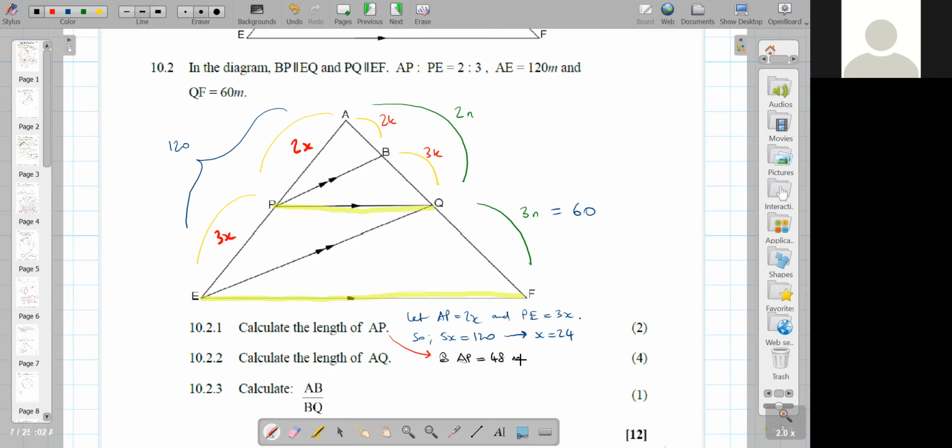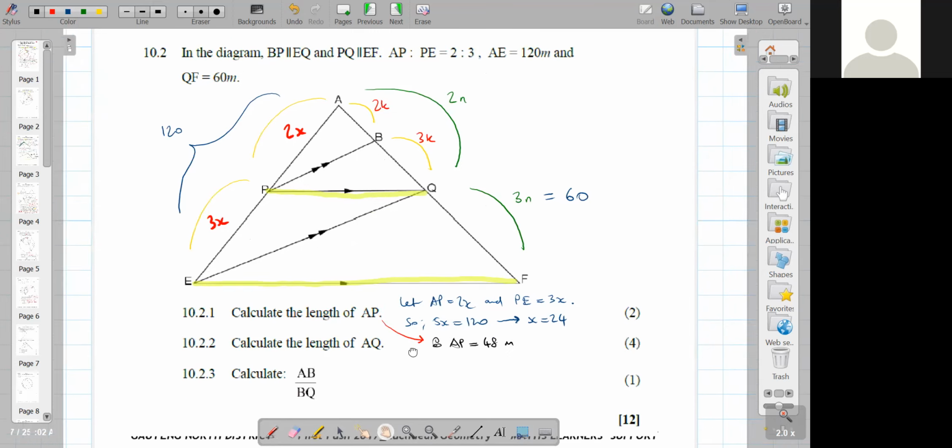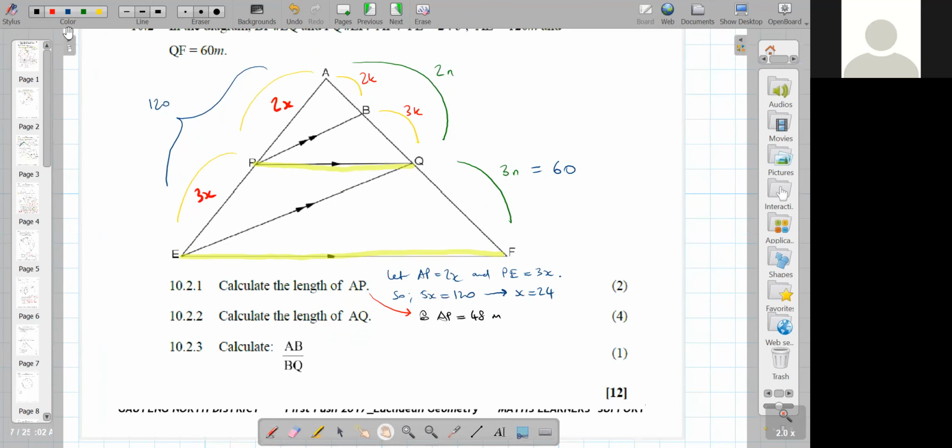Now the next question asks for AQ. Remember, we are given QF. This time, to get that ratio, I have to write the proportion theorem. How do we write it? I can say AQ over QF is equal to AP over PE. Remember, AP over PE is given as 2 over 3. And why do we write this ratio? Because of the proportion theorem and because PQ is parallel to EF. You shouldn't write the other parallel lines.